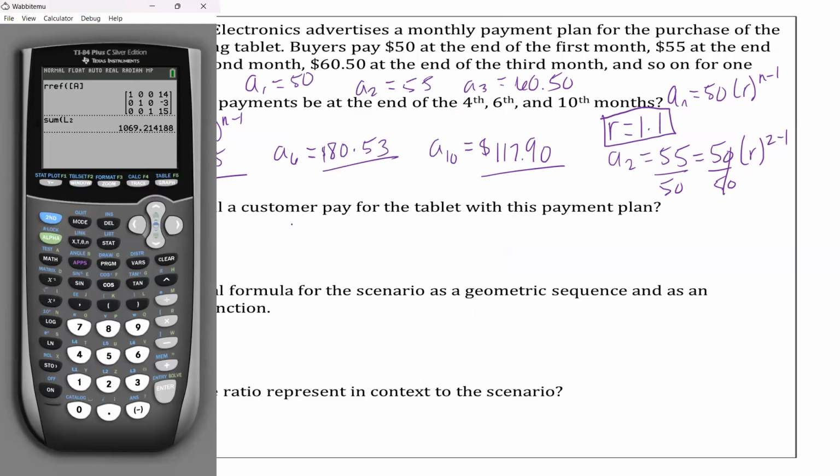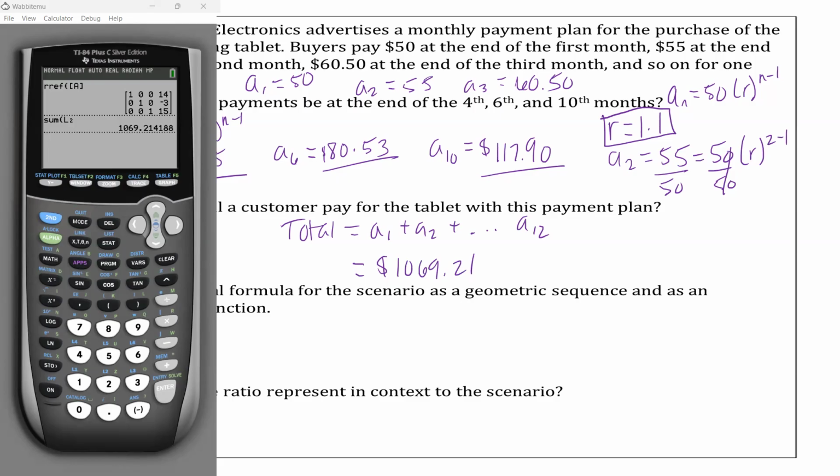The thing here, so your total equals your A1 plus your A2 plus your, all the way up to your A12. And that's what we did. We found our A1 through our A12, calculated. So our total would be $1,069.21. Okay. All right.